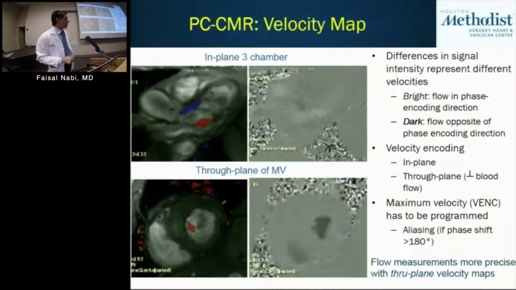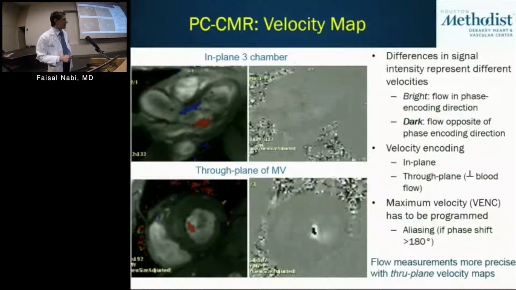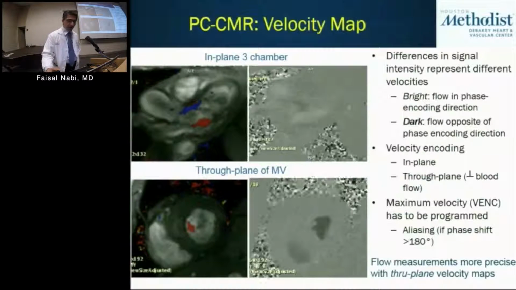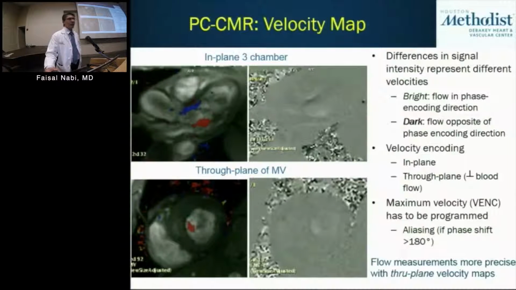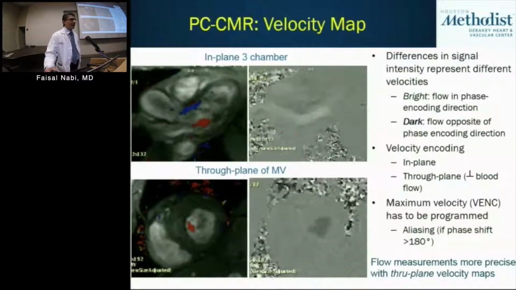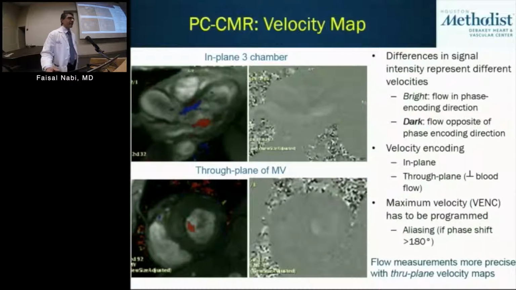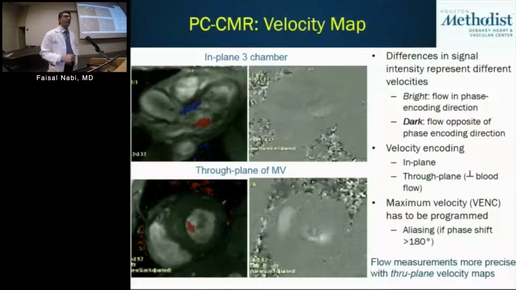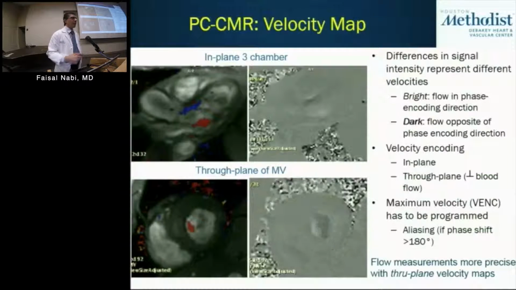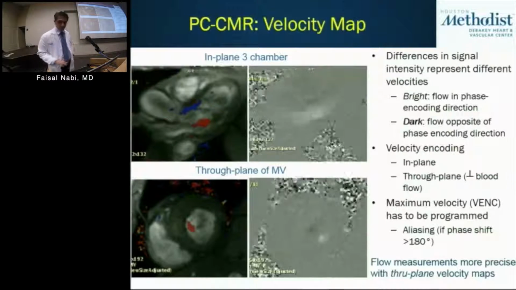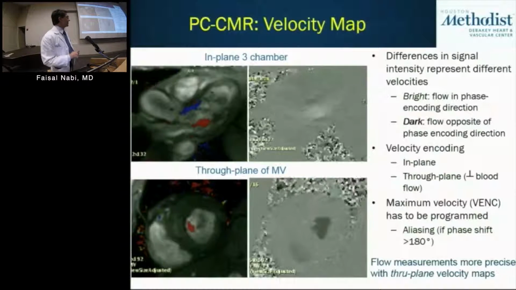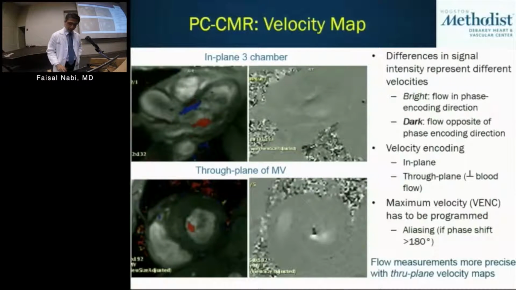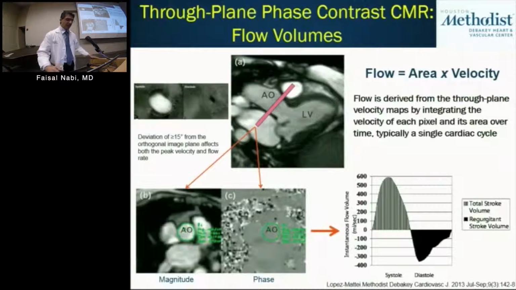With CMR, you have to choose what's known as a maximum velocity, or a VENC, which has to be programmed into the scanner, and this is really just a velocity where aliasing occurs. The idea is to choose an aliasing velocity where there is no aliasing occurring, but not a velocity so high that you have noise and lose the dynamic range of the images. When it comes to flow, the most important point of this slide is that for flow we have to do through plane imaging.